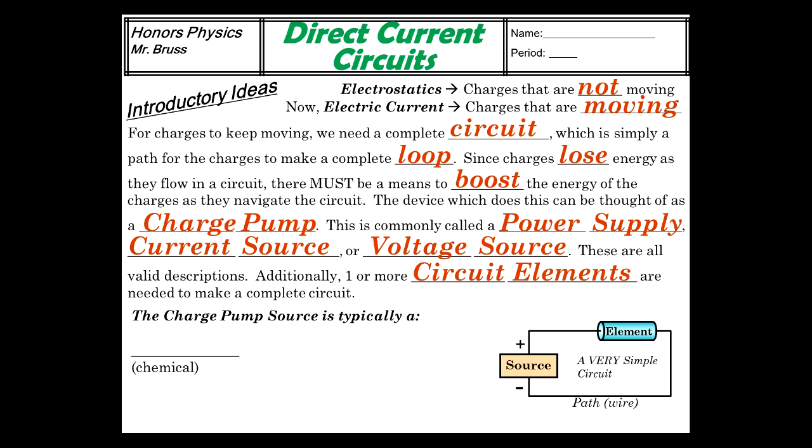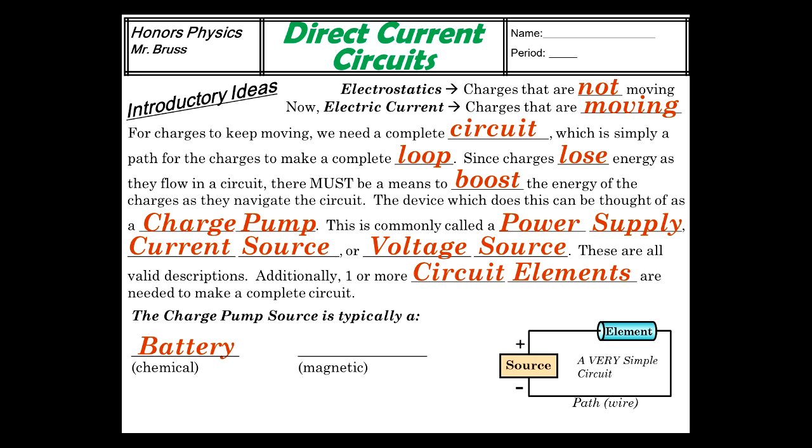All right, so now the charge pump. Here, I was showing you this circuit. Basically a source. This is the charge pump or power supply, and it's going to send charge through this element. This could be a light bulb. This is basically a flashlight. If you put a switch in here and you close the switch, the light bulb lights up. Simple as that. Connected with wires to make a complete loop.